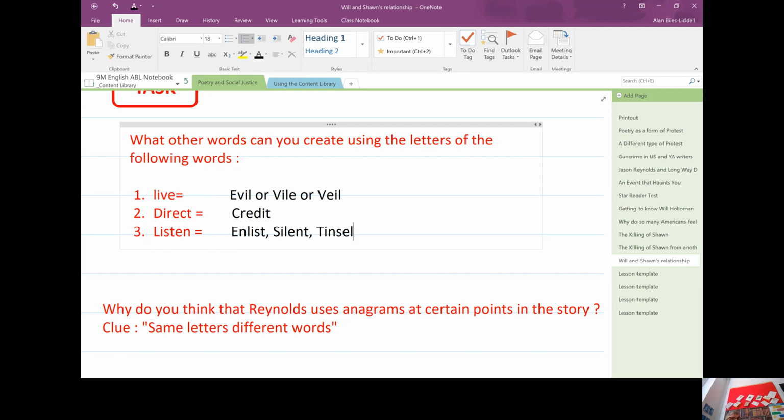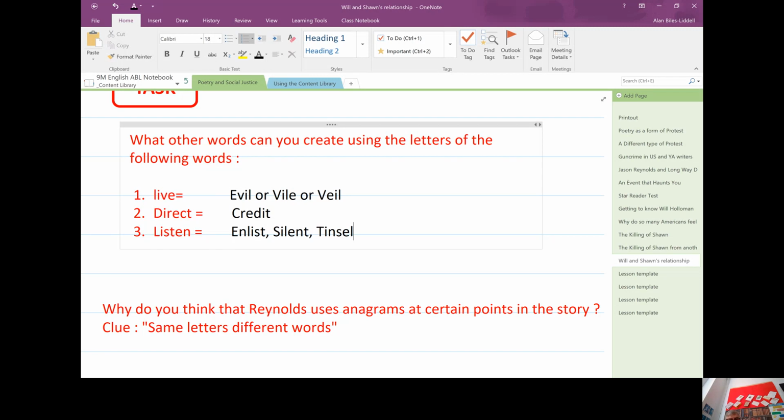Why are you letting Sam take all the glory? Amy, haven't heard from you yet. On listen, yeah. I got silent. You got silent as well, okay. Did you get anything else for direct? Red, that's not using all the letters. Well, it flows over to Sam then.